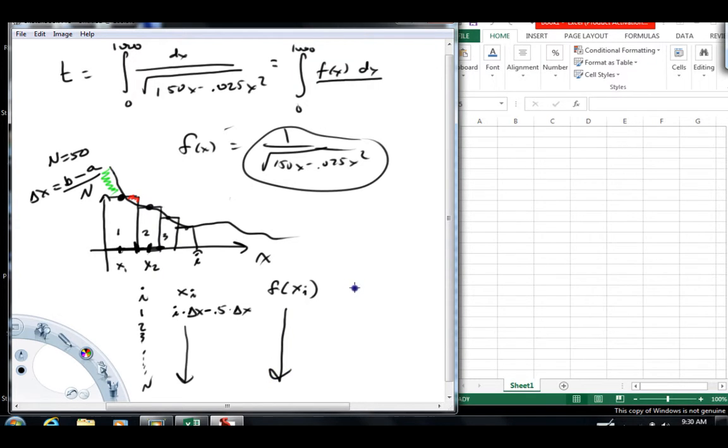Then I'm going to calculate what I'm going to call an a sub i. That's going to be the area of each rectangle. If you look at this first rectangle, the function value times delta x gives me the area. So I'll have Excel calculate a number for all of them. And then in the end somewhere, we're going to have to add these all up.